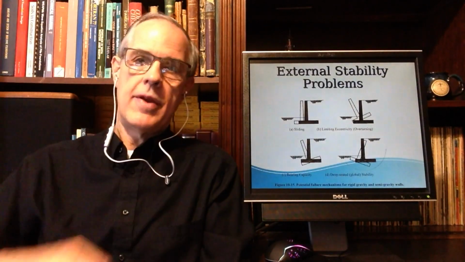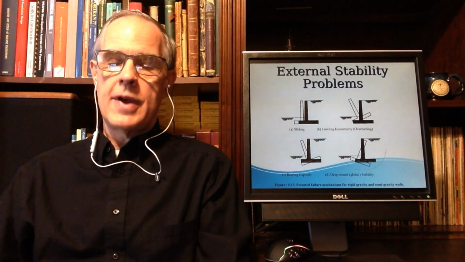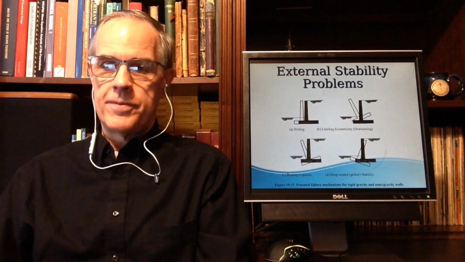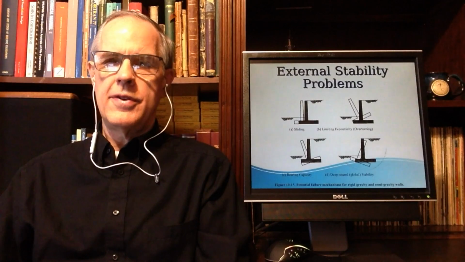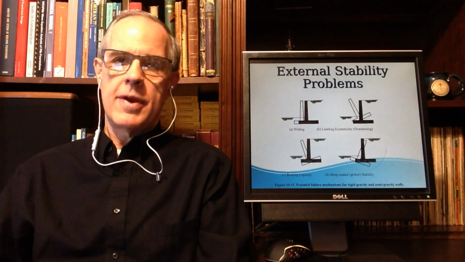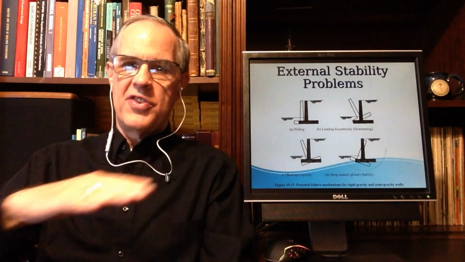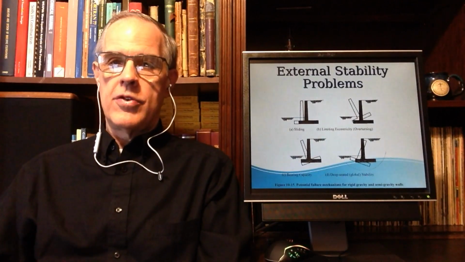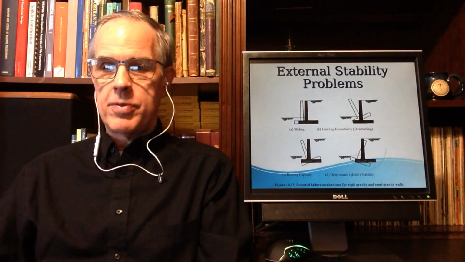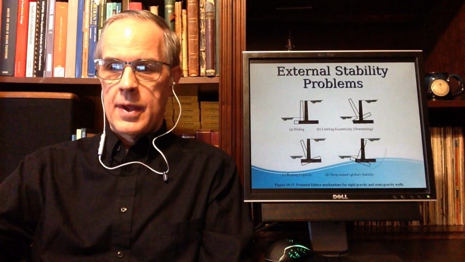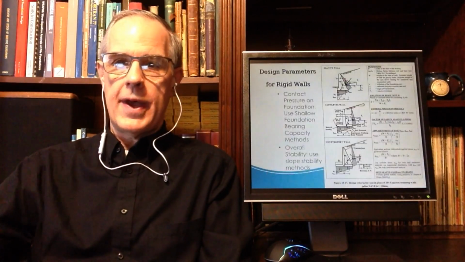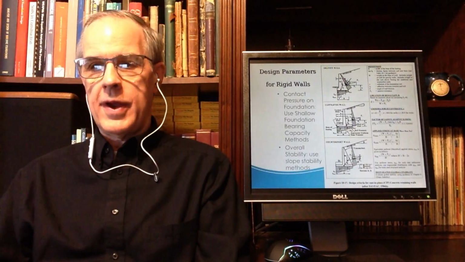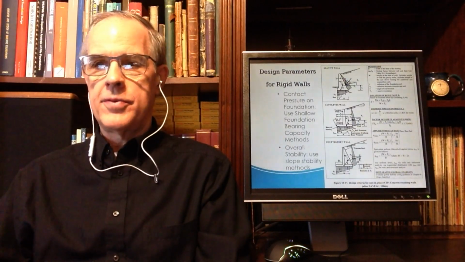Overturning is basically a moment type of resistance to being tipped over. Bearing capacity for this type of wall is important because they normally have a flat surface on the bottom, and those are subject to bearing capacity failure. And last but not least, deep-seated stability.